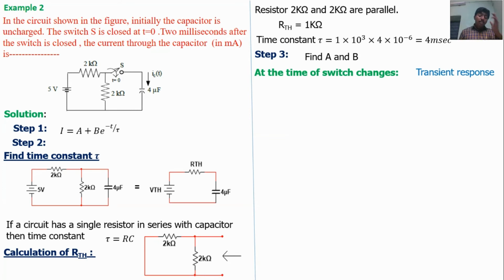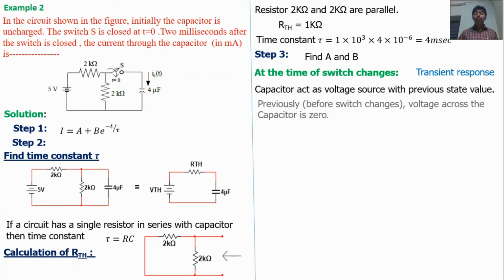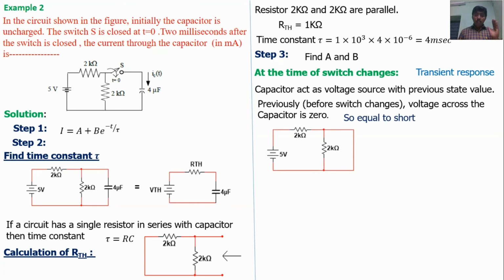At the time of switch changes, the capacitor acts as a voltage source with the previous state value. Previously, the switch is open. There is no charge on the capacitor. So previously, the voltage across the capacitor is 0. At the time of switch changes, the voltage across the capacitor is 0 volt. So replace the capacitor by a voltage source. 0 volt means short circuit. So replace the capacitor by a short, because at t equal to 0, the voltage across the capacitor is 0 volt. Okay.